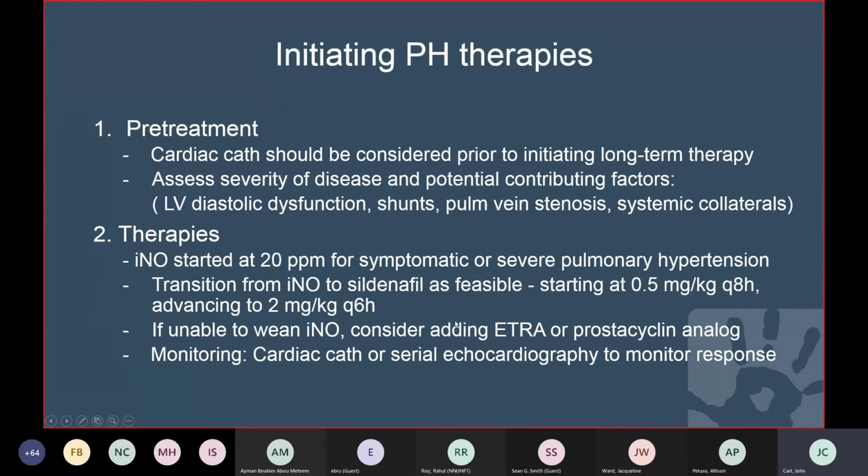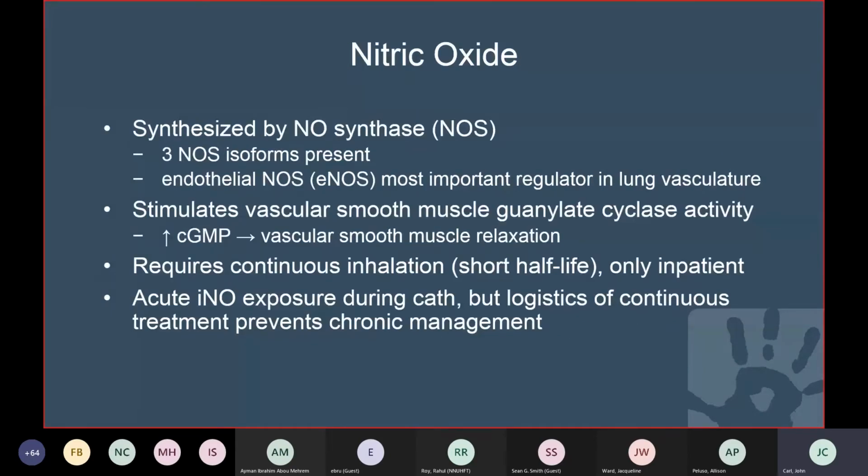consideration would be given to adding an endothelin receptor antagonist or a prostacyclin analog. Again, having cardiac cath data, I think, would be absolutely required in that case, or serial, and then using serial echocardiography to monitor response. In the NO, just briefly, I know you're all familiar with it.